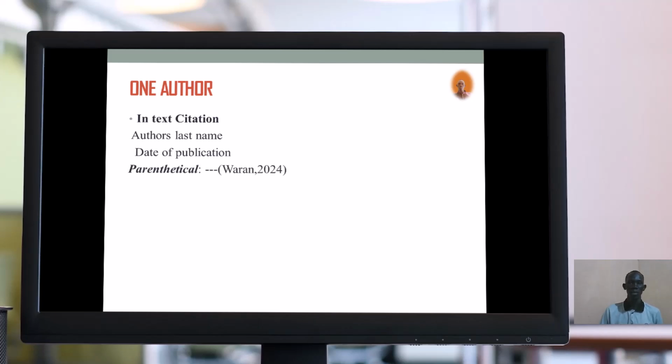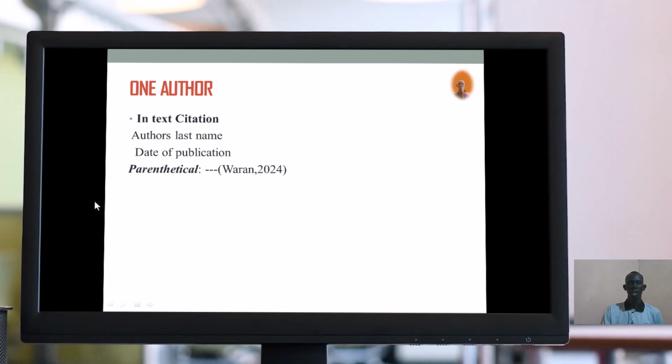Looking at this example here, we have two. Number one is parenthetical. With parenthetical, you first write the information, the source of information you've written, and then you cite by putting the author's name and the year of publication. For example, this is the information that you've written, and then here you open a bracket, you put the last name of the author, then a comma, and then the year of publication.